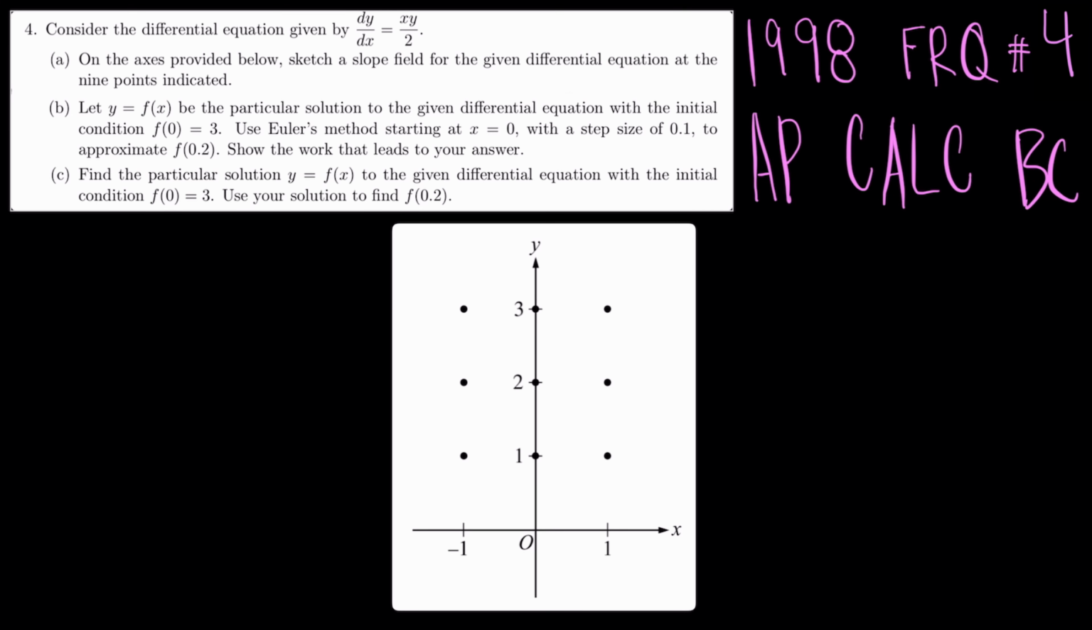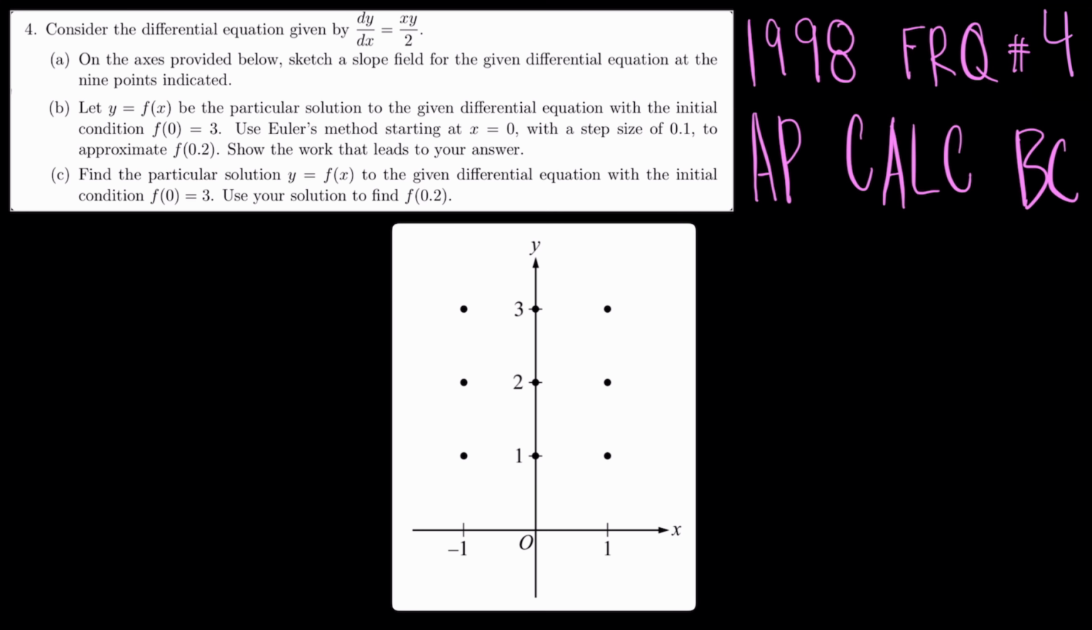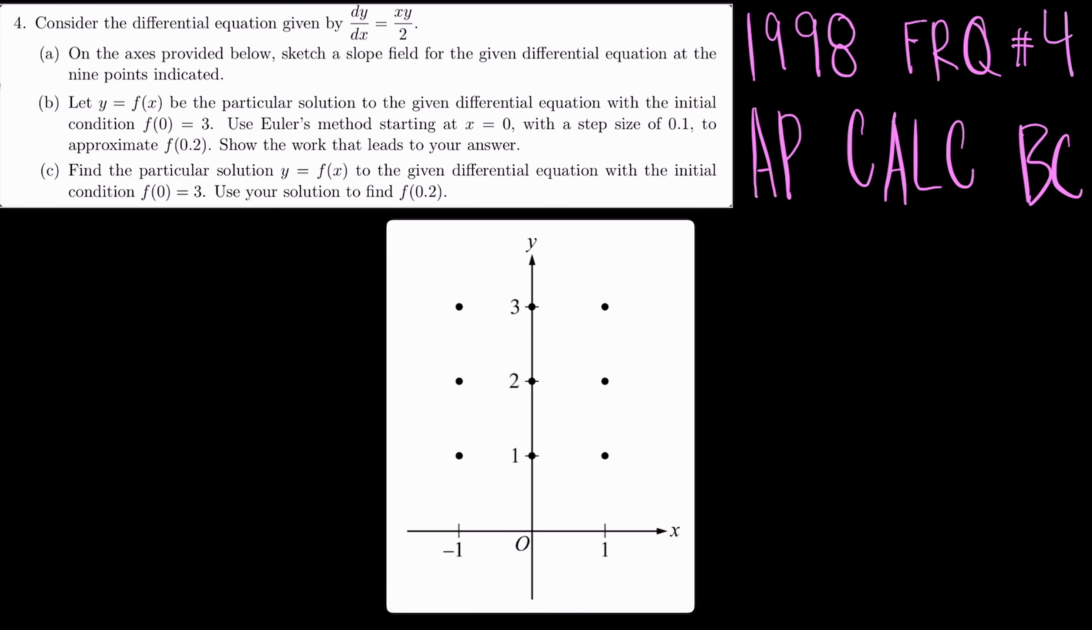Today I'm going to do the 1998 FRQ number 3 from the AP Calculus BC exam, and I will explain my thought processes as usual. So first up, we are given, consider the differential equation given by dy/dx equals xy over 2. On the axes provided below, sketch a slope field for the given differential equation at the 9 points indicated.